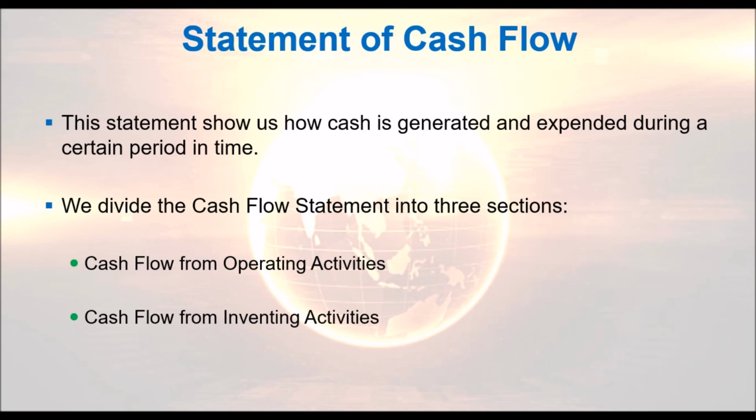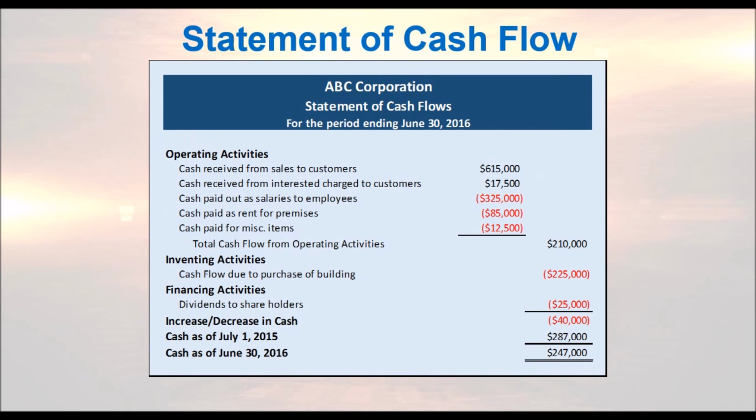Cash flow that is coming from investing activities, and cash flow that is coming from financing activities. So there are three categories of cash flows that combined together make the whole cash flow statement. Now let's look at the cash flow statement of the ABC company. Now, like I said, we're dividing them into three categories: the operating activities, investing activities, actually that should read investing, not inventing, and financing activities.